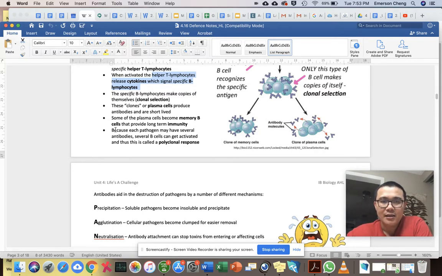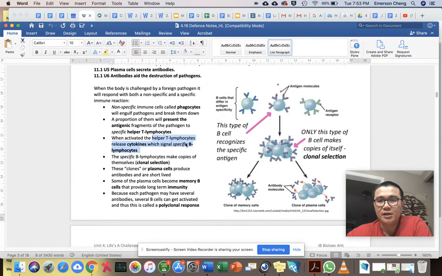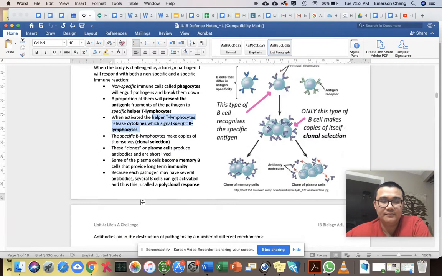Now, because each pathogen has several antigens that several B cells can respond to, this is called a polyclonal response. It is a good thing to have a polyclonal response. It also means, if you think about it, that's the reason why when you're sick, in your first few days you're really tired out, simply because your body is using a lot of energy to do this.